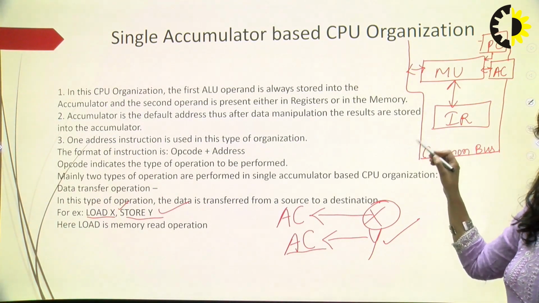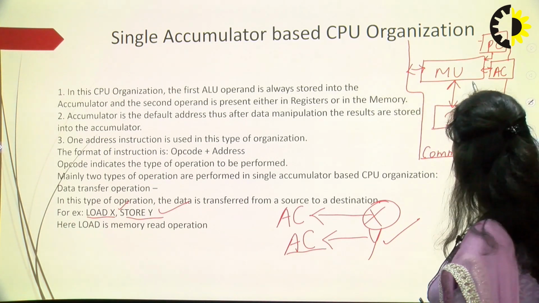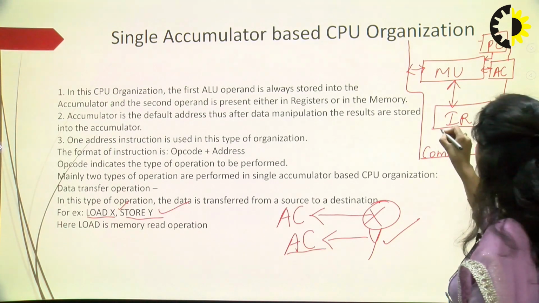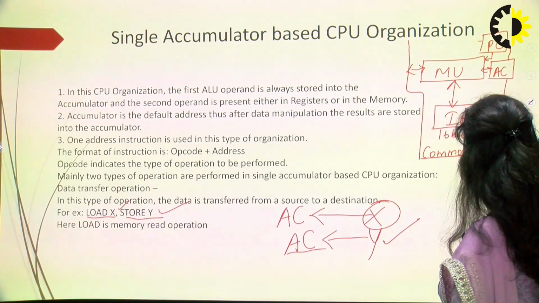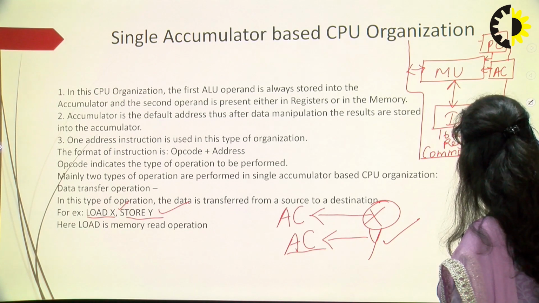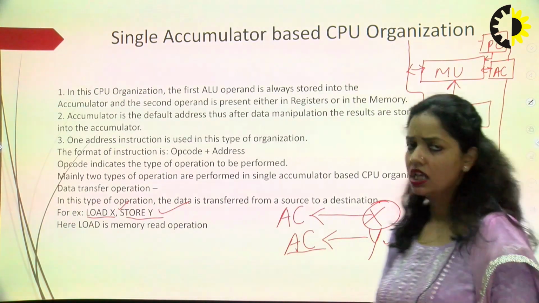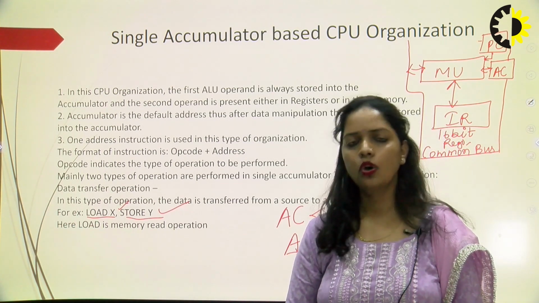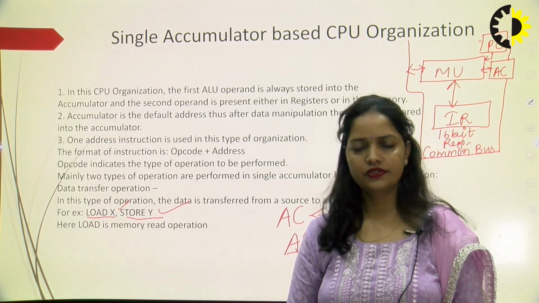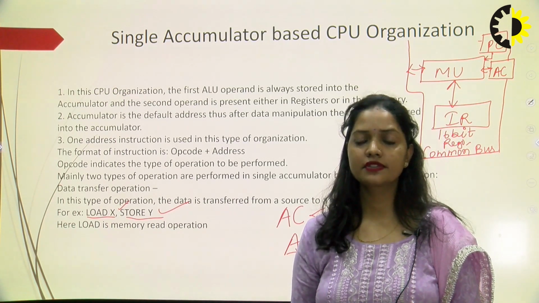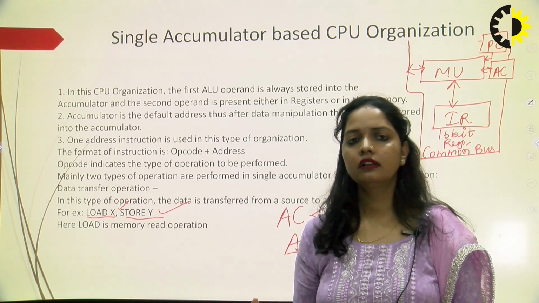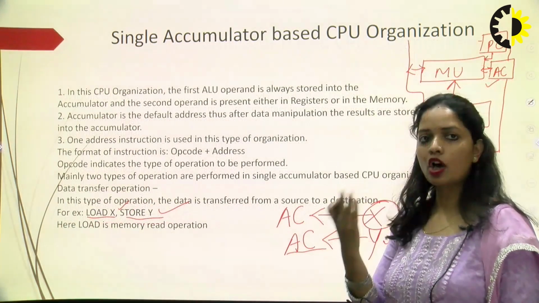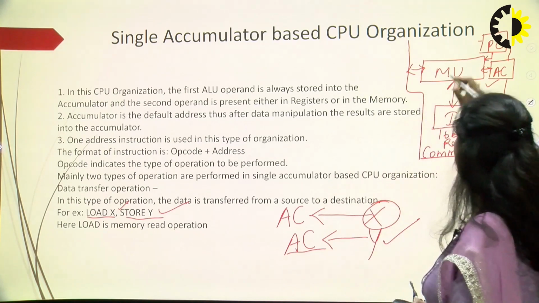So what will happen in this organization scheme? The memory will fetch the instruction into the IR register, which is a 16-bit register. After fetching that instruction, we will come to know whether that instruction is a 0 address, 1 address or 3 address instruction. If it is a 0 address instruction, it will have one operand in the accumulator and one operand in the memory unit.